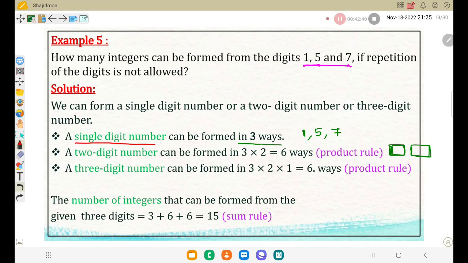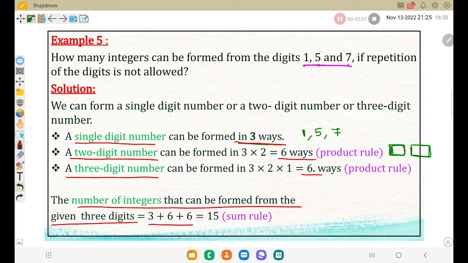A single-digit number, 3 ways; 2-digit number, 6 ways; 3-digit number, 6 ways. So the total number of integers that can be formed from the given digits is 3 plus 6 plus 6, equal to 15, by using the sum rule. I hope you understood this question.